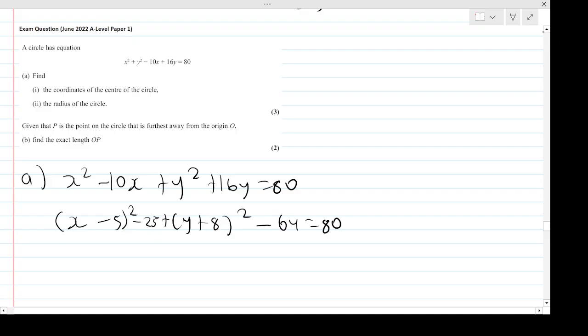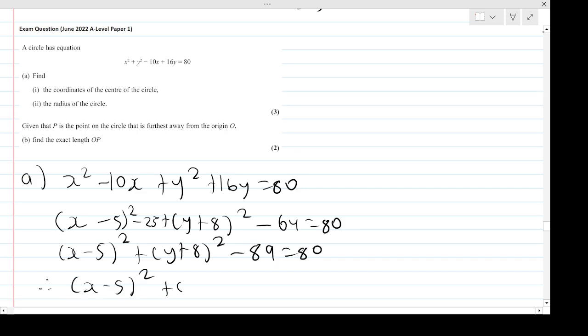Okay, so then if we add the numbers together, we get x minus 5 all squared, then add y plus 8 all squared, then minus 25 minus 64 gets you minus 89 equals 80. Therefore, x minus 5 all squared plus y plus 8 all squared. Well, I'm going to move the 89 to the other side, because then 80 add 89 gets me 169. Cool.